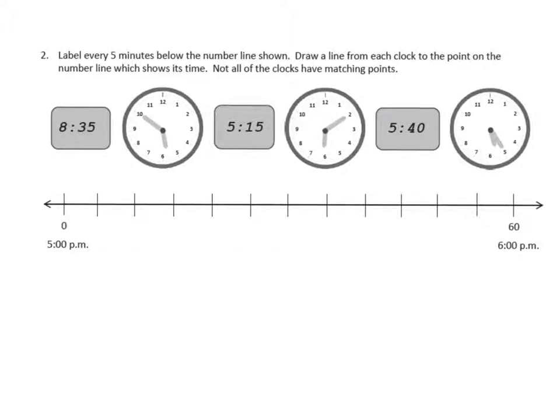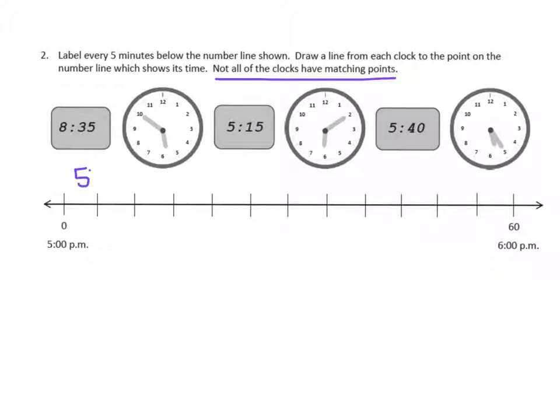Let's take a look at number 2. It says label every 5 minutes below the number line shown. Draw a line from each clock to the point on the number line which shows its time. Not all clocks have matching points. So the first time is 5 o'clock.